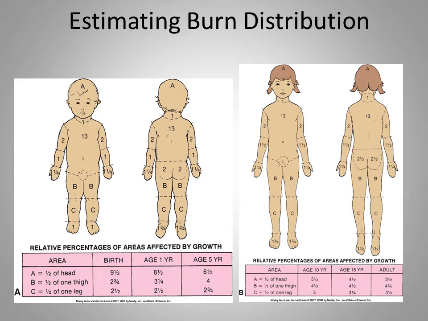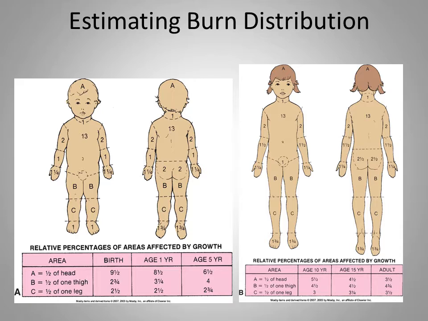This slide takes a look at the age-related charts that estimate burn distribution. And what's interesting to see is that on the two different charts, letter A is the head, letter B is the thigh between the knee and the hip, and letter C is between the knee and the ankle. Now, depending on the age of the child, those percentages change quite a bit. For example, if we're looking at letter A, which is half of the head, this could be the front and the back of the head or side to side of the head.